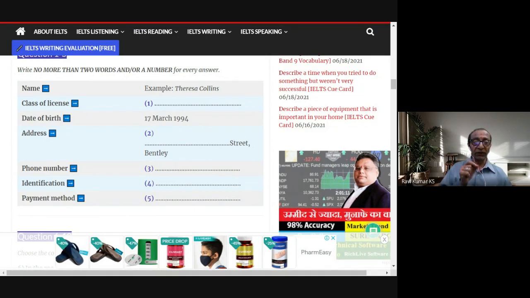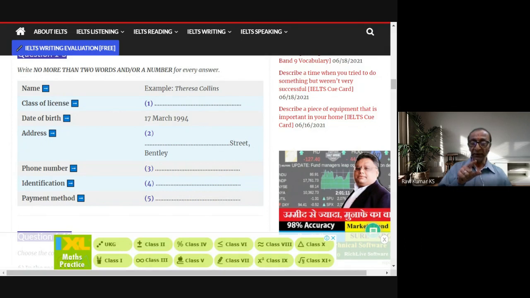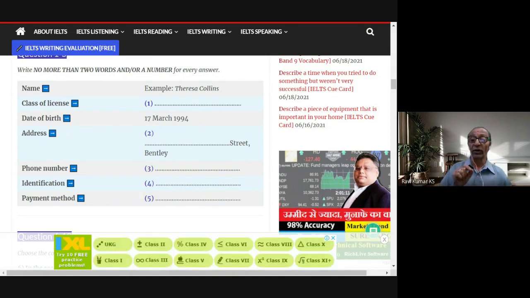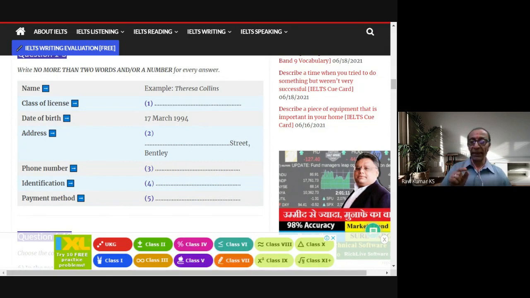So here for the address column, there can be numbers. So 10 Manchester Street. So 10 is one word. Say, for example, they say the address number 10. Don't write number. You just write 10 and the street name.